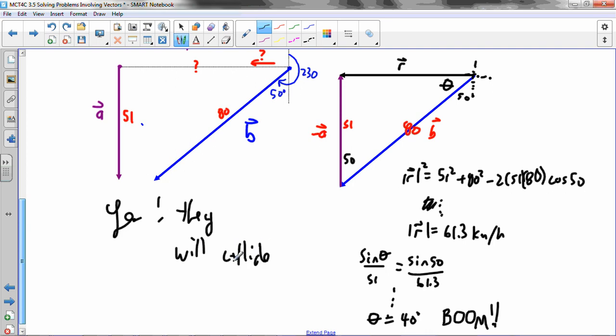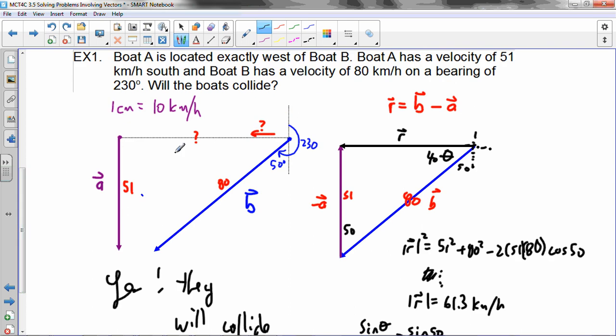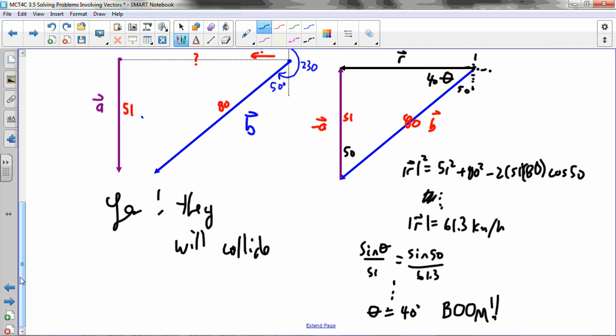and again, the idea is, why does that tell us? That means the relative velocity of B compared to A is straight west, right? This is 40 degrees. This is straight west, and that's how they started. And the velocity is moving straight west. They will collide. Fun.